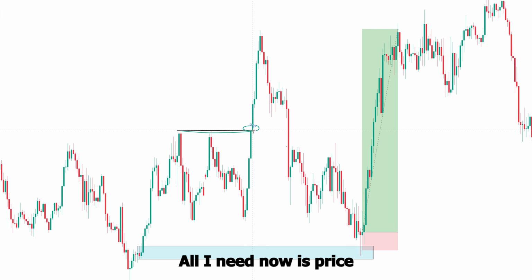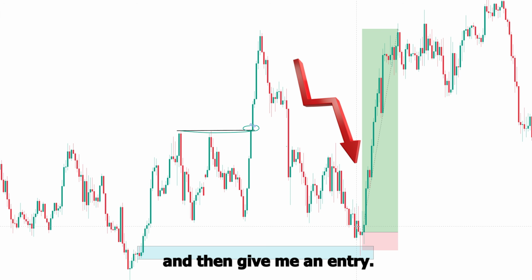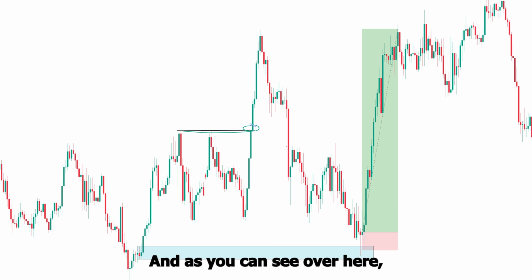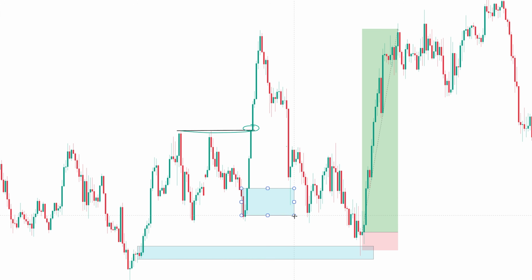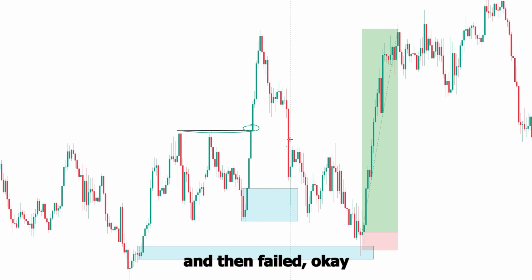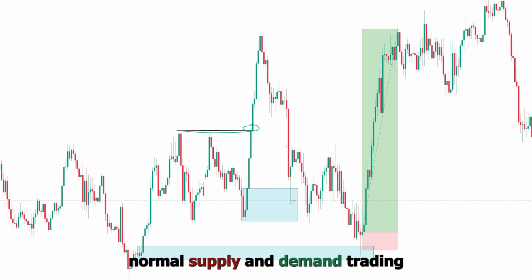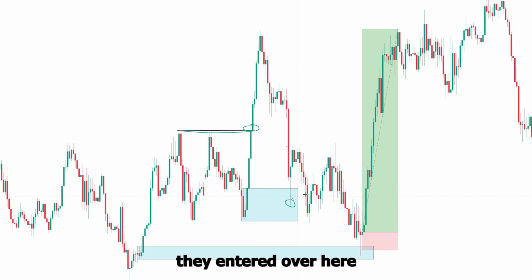All I need now is price to come back to my demand zone and then give me an entry. And as you can see over here, we had a normal supply and demand trader who took this demand zone and then failed, okay? People who don't use liquidity in front of the zones, I don't know what they're doing, but this strategy is actually insane because these people who trade normal supply and demand just get stopped out. They entered over here, all right, and got stopped out. Then I use their stop losses to my advantage for my trades.